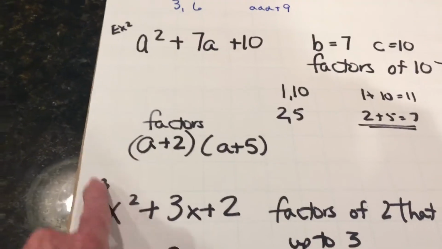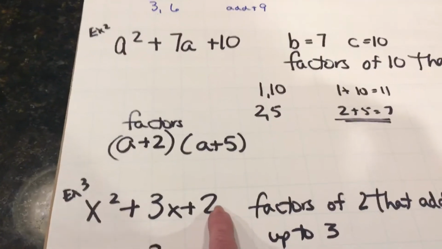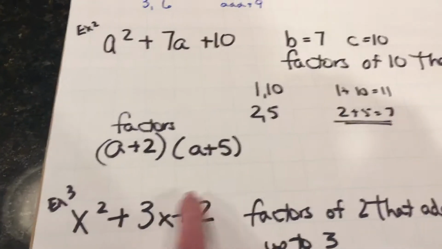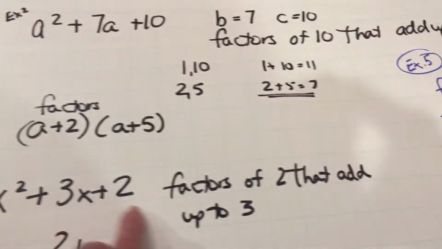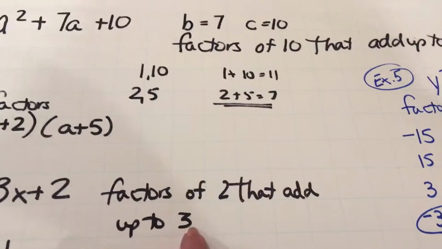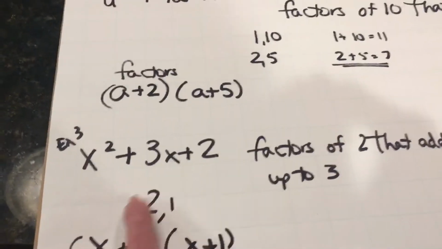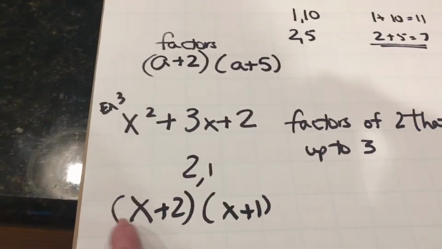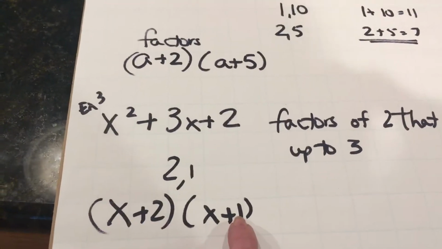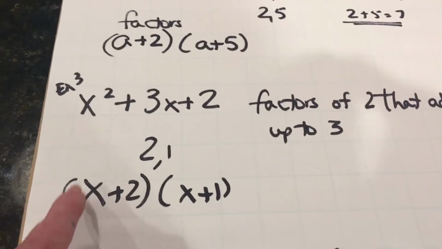My leading coefficient is 1, so we're looking for the factors of our C term 2 that add up to our B term 3. Factors of 2 that add up to 3. So the only things that multiply together to give me 2 are 2 and 1. So those are our factors, x plus 2, x plus 1. And again, we're going to check it by FOIL.